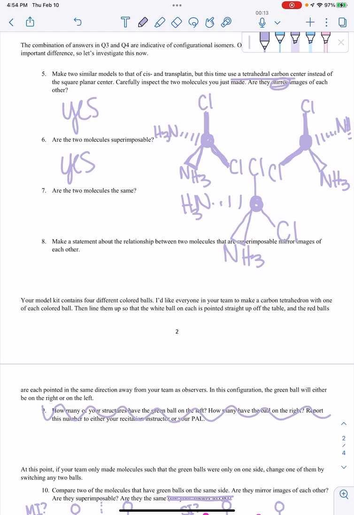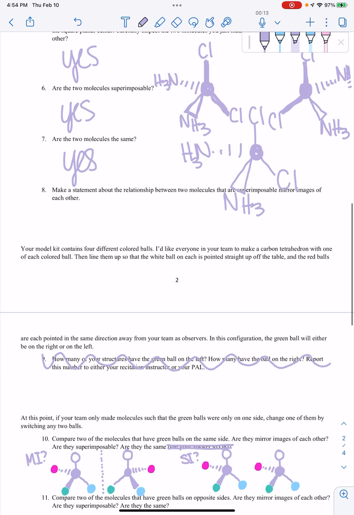And so that brings us to number 7, which asks, are these two models the same? And the answer to that would be yes, because we can completely overlap them. They look identical. There's no other way to attach the chlorines and amine groups that would give a different structure. And so for question 8, the statement that we can make is that if two molecules are both mirror images and superimposable images to each other, then they're the exact same molecule, which is pretty interesting.